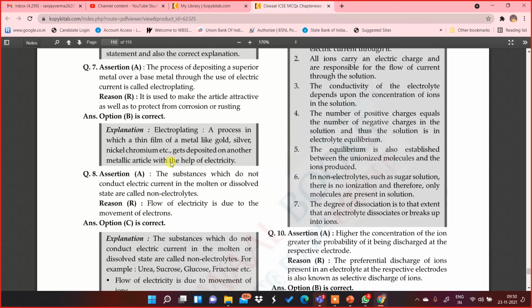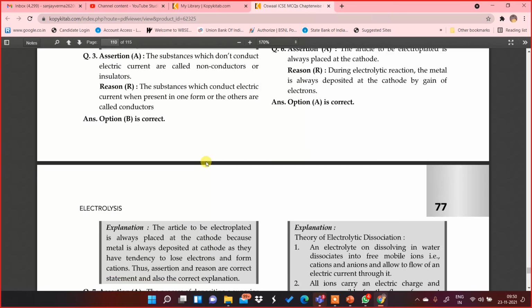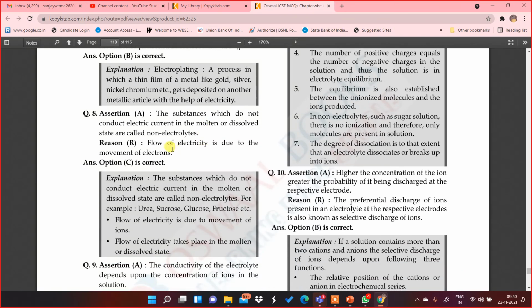Now, we have to find what option C is from the previous page: A is true, but R is false. That's true. Flow of current is not only due to the movement of electrons, it is due to the movement of ions in the case of electrovalent ionic compounds.